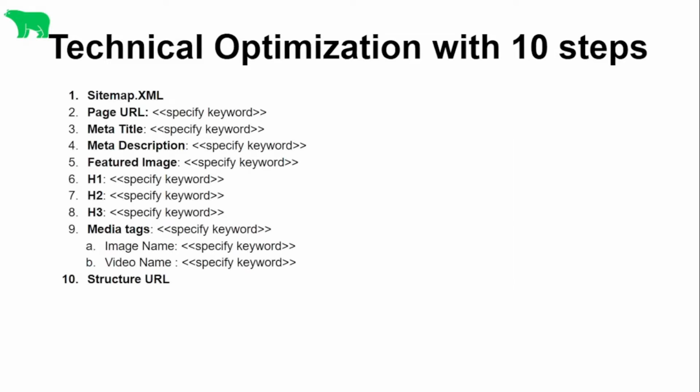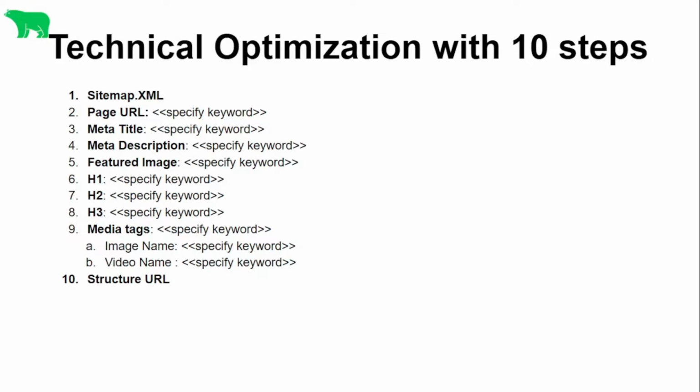Now, technical optimization can be done using 10 steps, and these are sitemap.xml, page URL, meta title, meta description, featured image, header tags, media tags and structured URL. Now, it is quite important to understand each of them, and we have to ensure that the keyword for which the content has been written is present in most of these items.